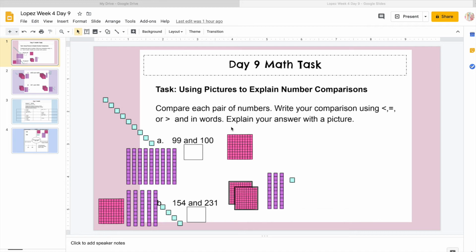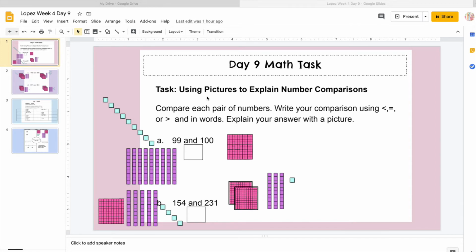And happy Friday. Today we are going to be focusing on our day 9 math, and it looks like we have a math task, a little bit of practice, and some more fluency for more practice. All right, let's go ahead and get started.